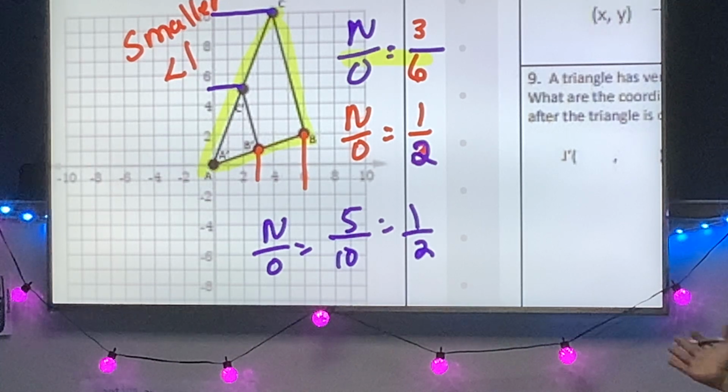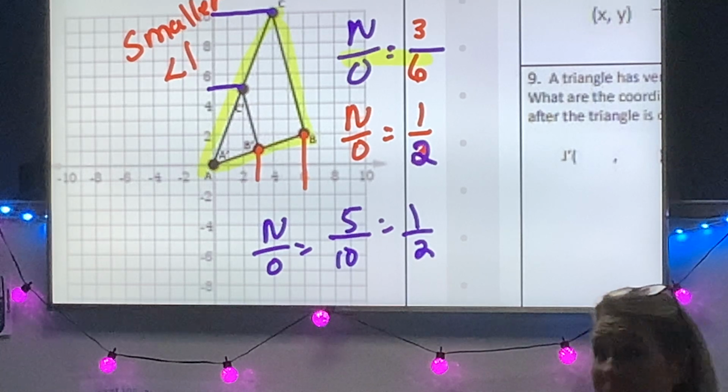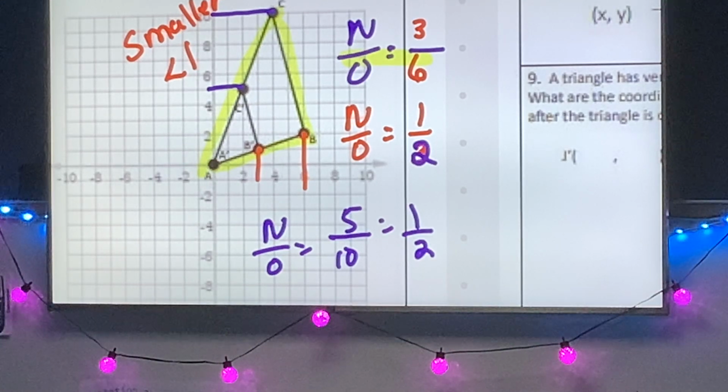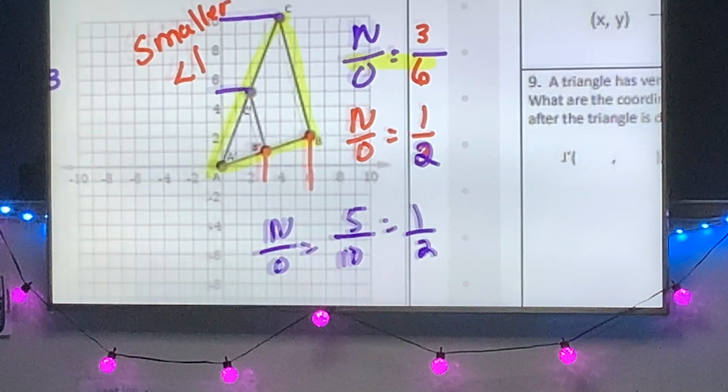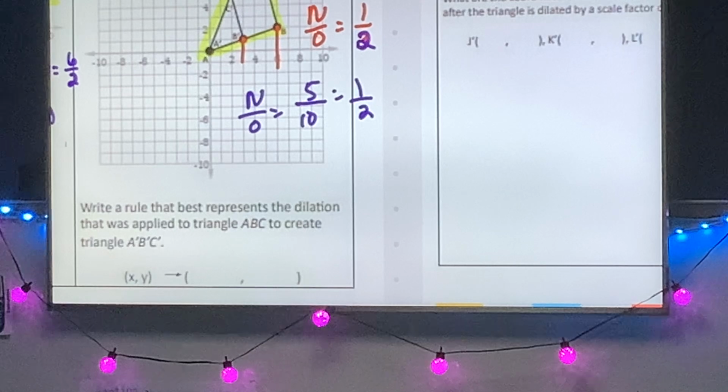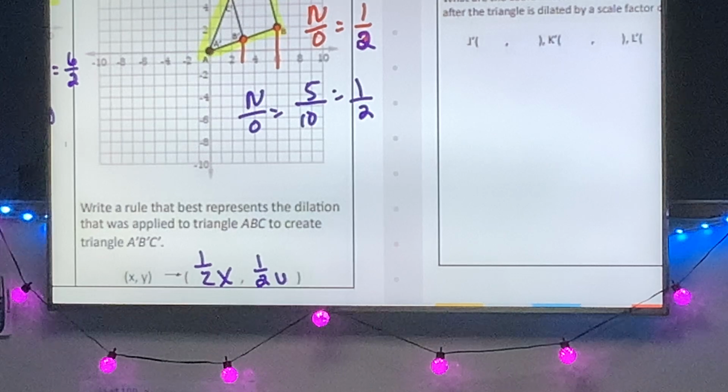Okay? So do you see how that was pretty good to do so you could test yourself if you messed up on the first one? You don't have to do 2 points, but you have to be careful when you're getting your numbers. But do you see you should come out with the same answer? Okay? And so, how do you write your rule? Whatever you get, put in front of the X. Whatever you get, put in front of the Y. That's it.